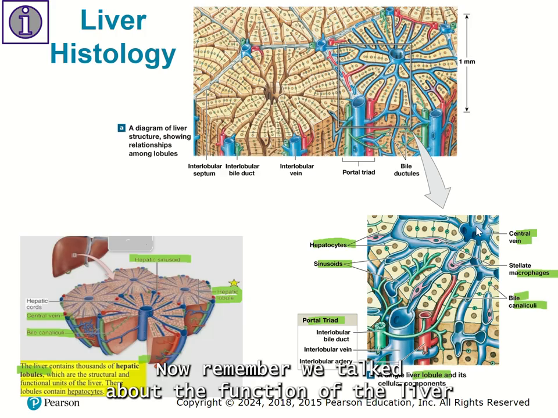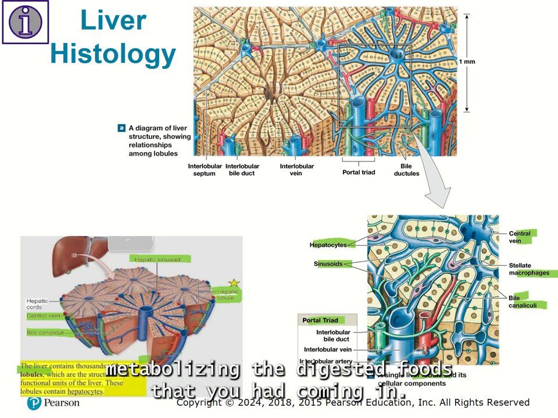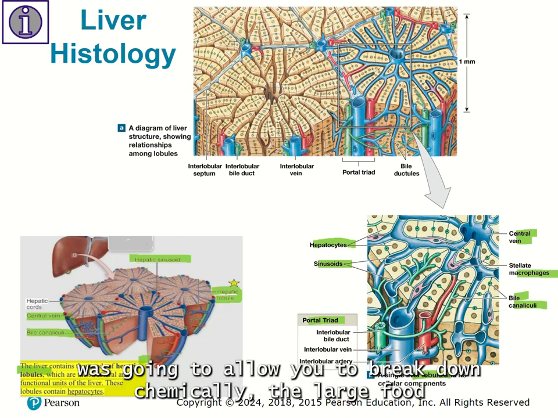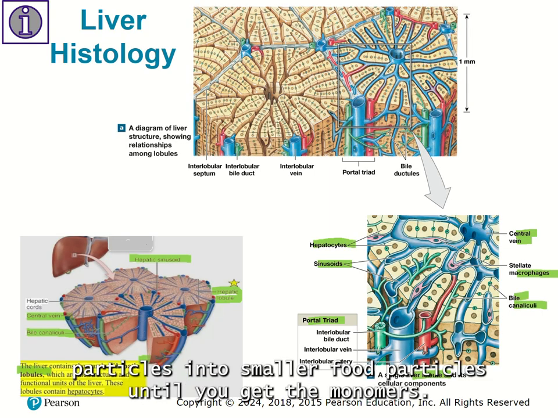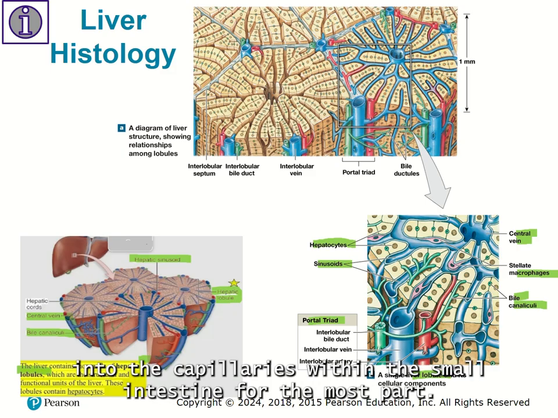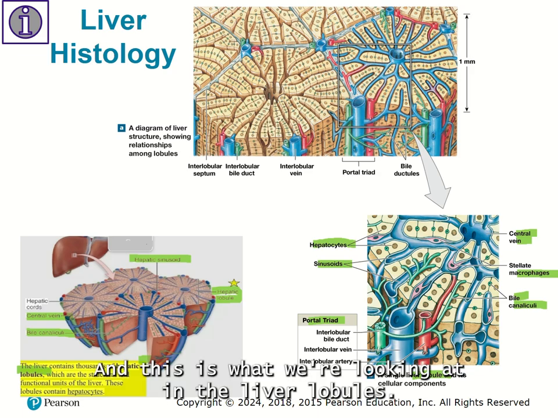Now remember, we talked about the function of the liver, one of which is metabolizing the digested foods that you had coming in. Your digestive tract allows you to break down chemically the large food particles into smaller food particles until you get the monomers. And then you absorb all those good monomers into the capillaries within the small intestine for the most part. Then you send that blood that has nutrients in it to the liver. And this is what we're looking at in the liver lobules.